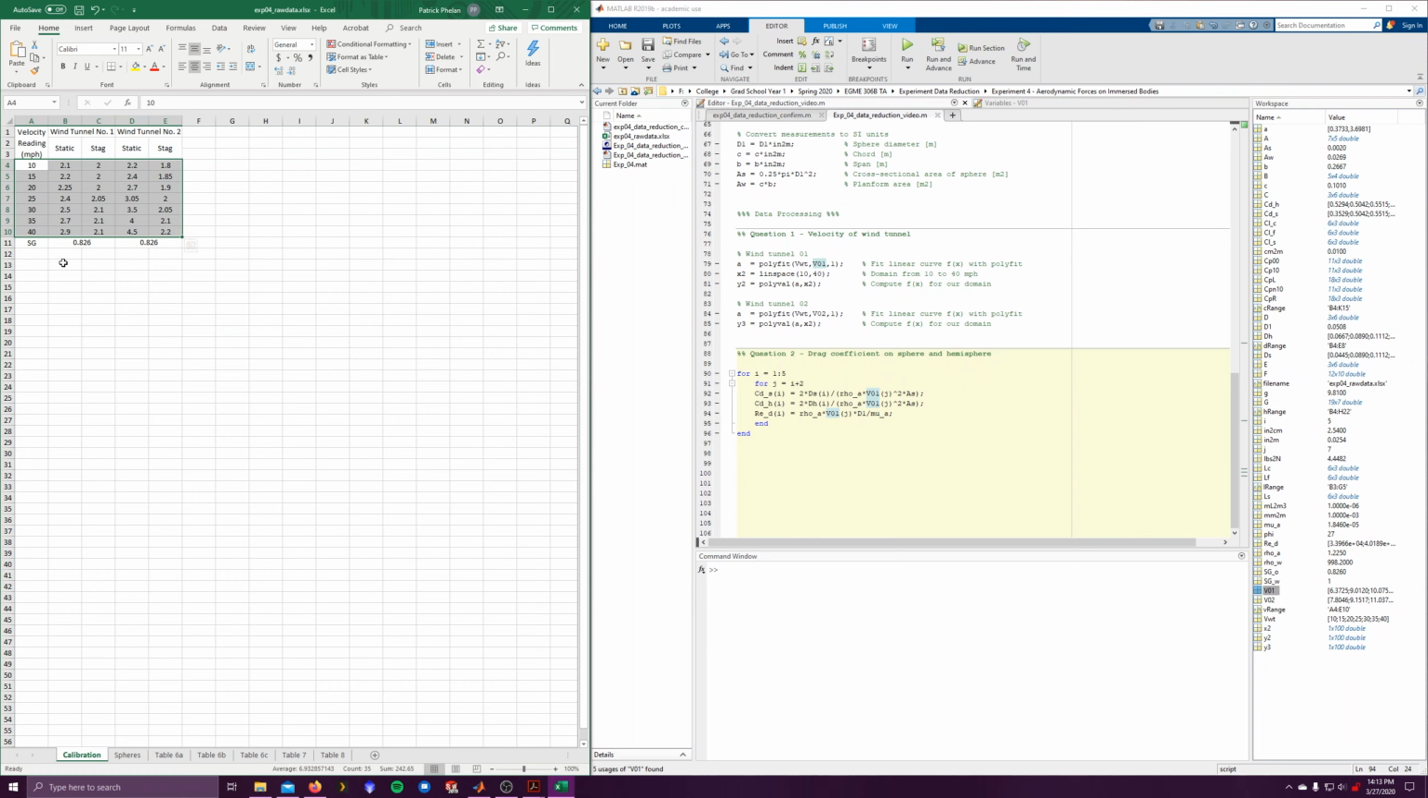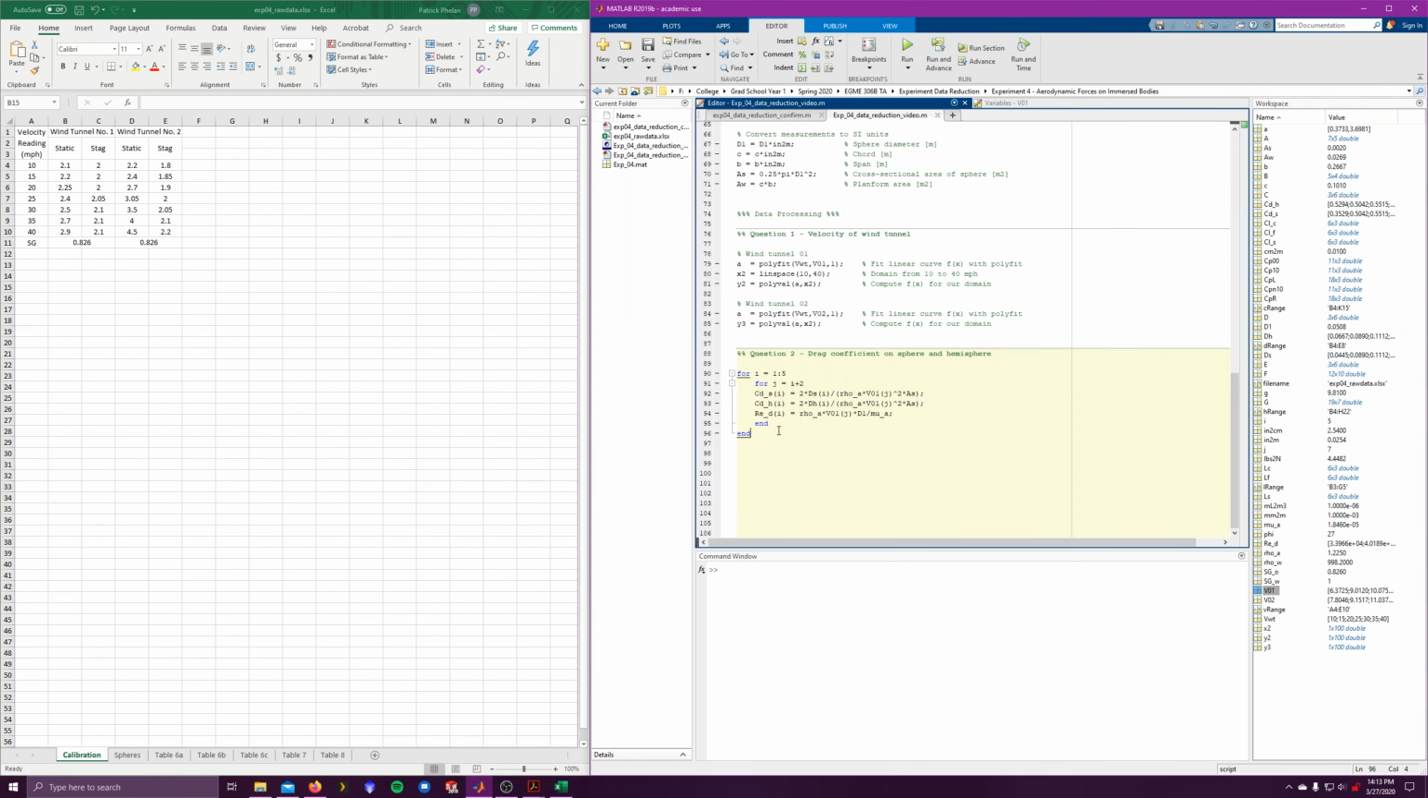So in this case, again, if we want to start at 20 miles per hour, and i was 1, then j equals 1 plus 2, j equals 3. So we're going to start on this third row right here at 20 miles per hour, and then we're going to go all the way up to 40 miles per hour. Okay, so this is basically just to select the data that we want to get. Okay, so that's it for question 2.